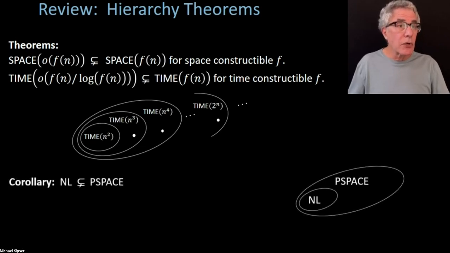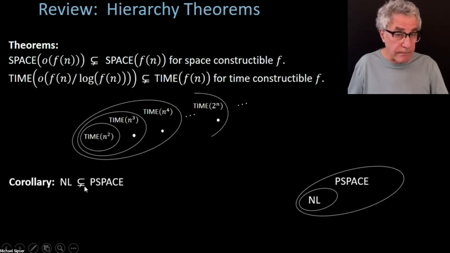One of the corollaries that we pointed out last time is that P-space properly includes non-deterministic log space, NL. So NL is a proper subset of P-space. So there's stuff in P-space that is not in NL. And remember this notation here, this means proper subset.